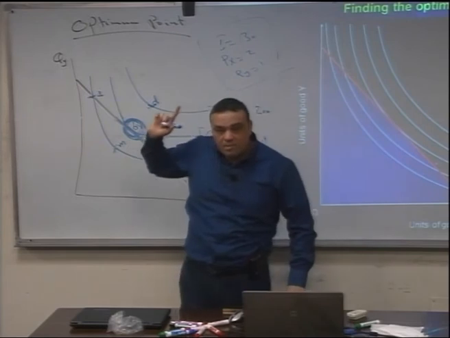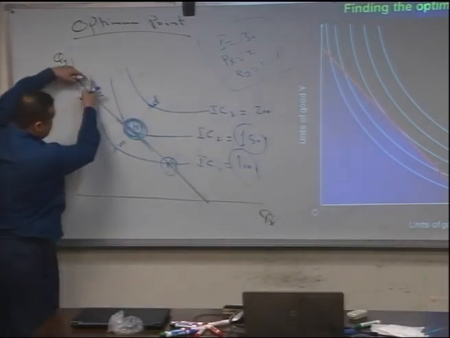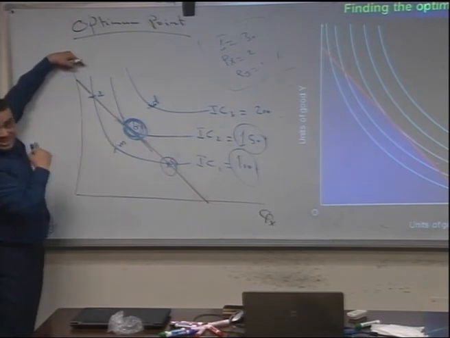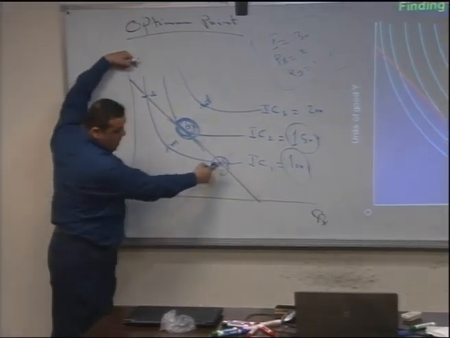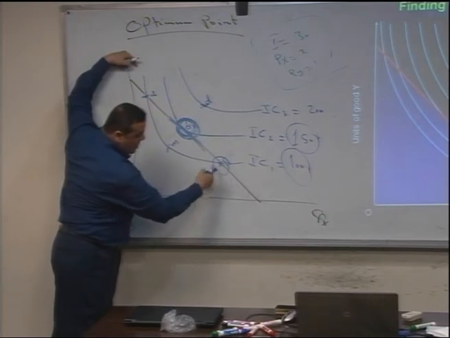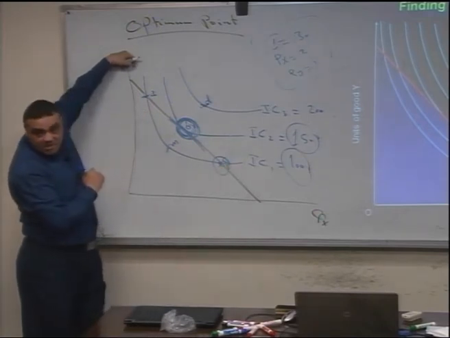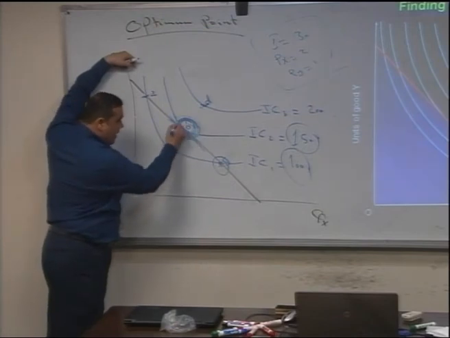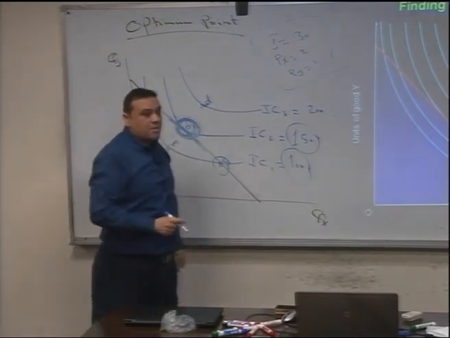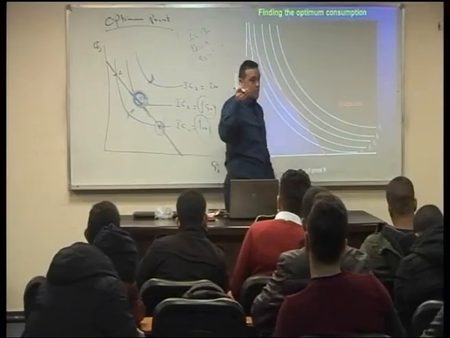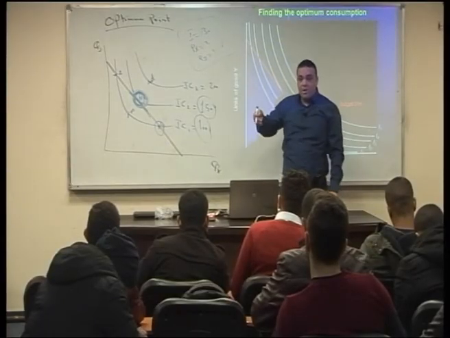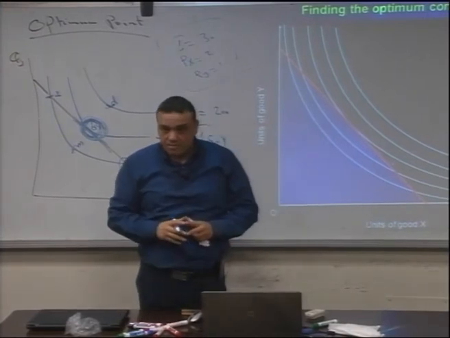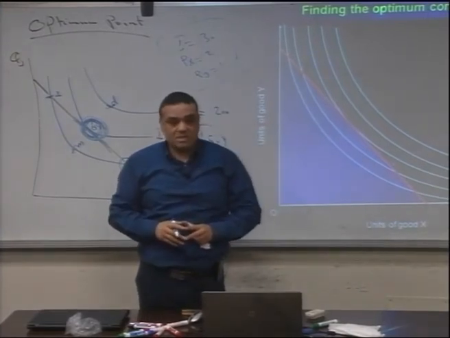Not a cross, because here we have a cross. The slope of the indifference curve is bigger than the slope of the budget line. Here we have a cross. The slope of the budget line is bigger than the slope of the indifference curve. But here we have the equilibrium point, the most efficient point, the point that maximizes the total utility for the consumer. Okay? Let's go to something else.